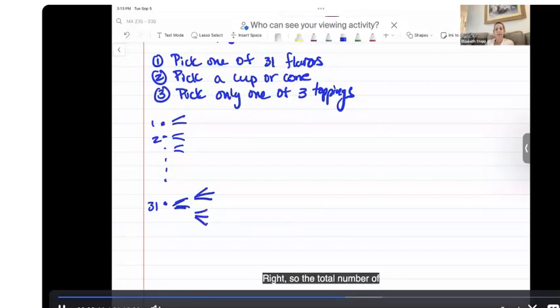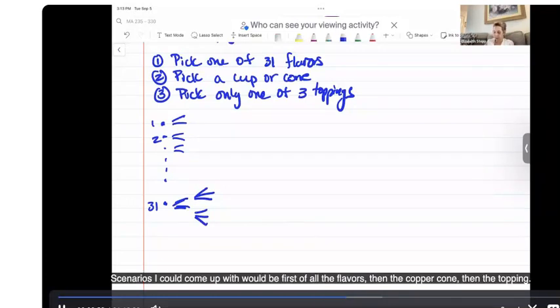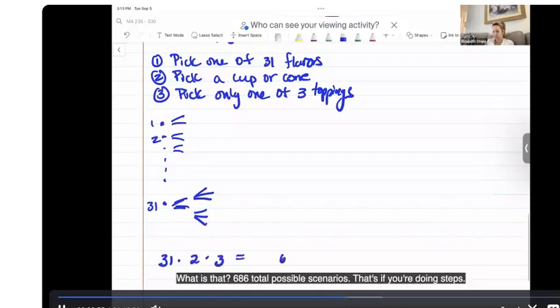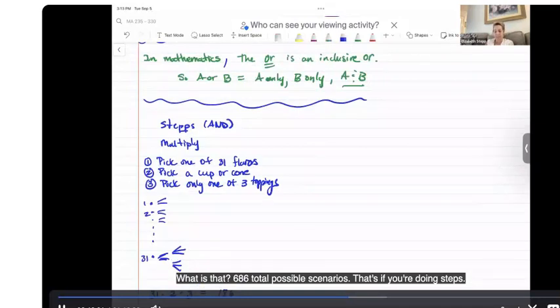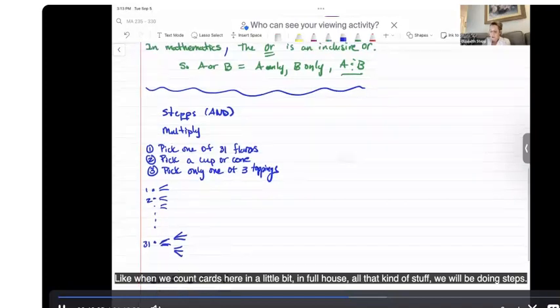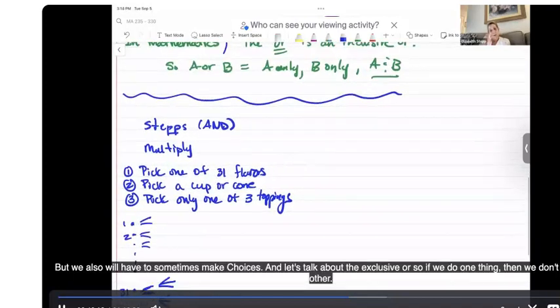So the total number of scenarios I could come up with would be, first of all, the flavors, then the cup or cone, then the topping. What is that? 686 total possible scenarios. That's if you're doing steps. Like when we count cards here in a little bit, counting full house, all that kind of stuff, we will be doing steps. But we also will have to sometimes make choices.